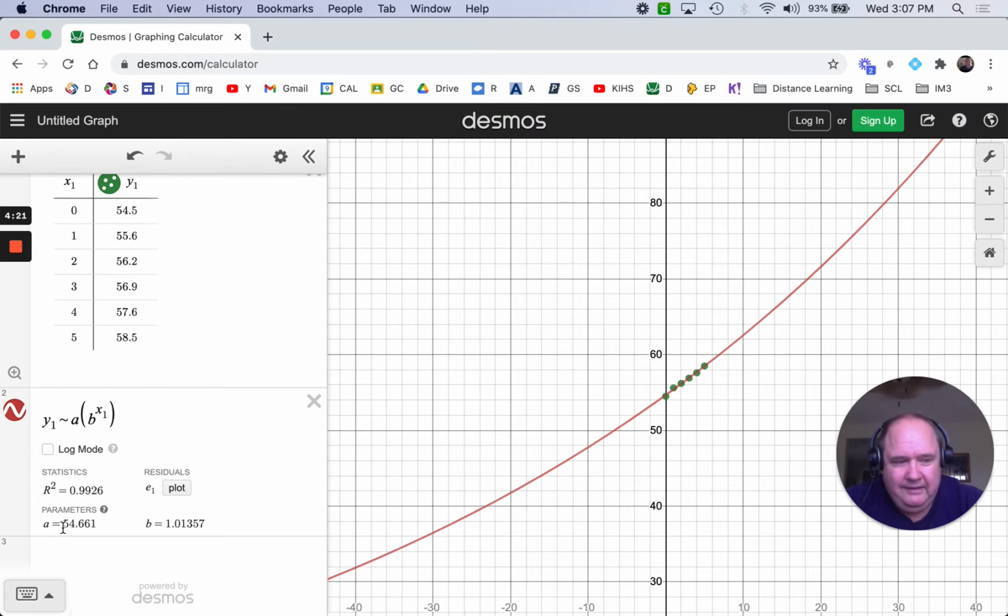So I'm going to write that down. So A again is 54.661. And then the base B is 1.01357. And we're going to write that to the exponent x. So now we have a model that goes through those points.